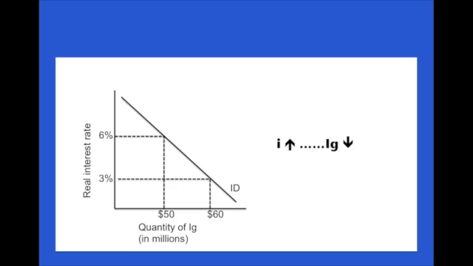Looking back to the investment demand curve, we can see that if interest rates were to increase, let's say 3% to 6%, then the amount of investment spending would go from $60 million to $50 million. In other words, when interest rate increases, the amount of investment spending decreases. Of course, if the opposite happened, if interest rates were to decrease, then the amount of investment spending would increase. So we can clearly see from the investment demand graph that there is an inverse relationship between interest rates and the amount of investment spending.